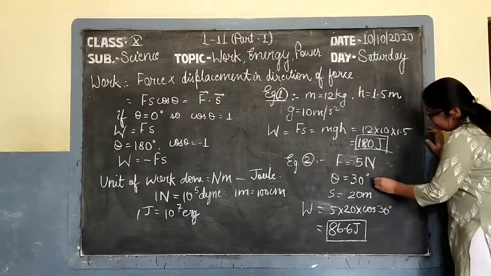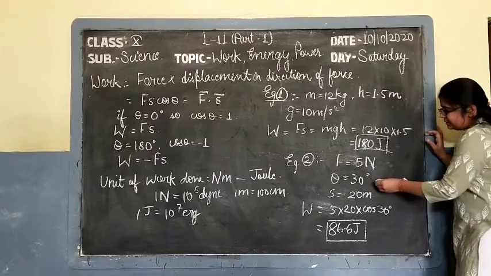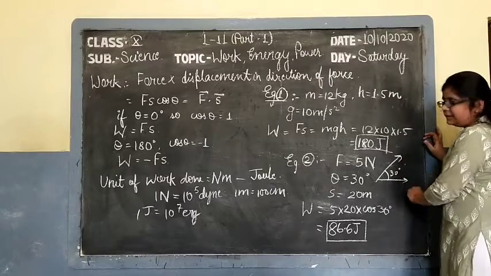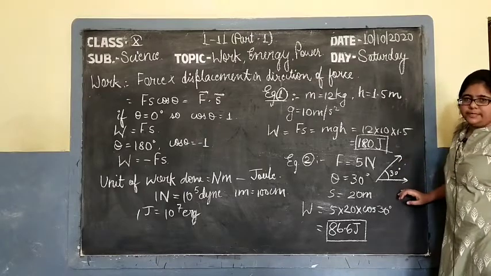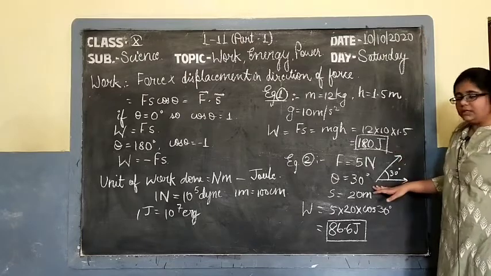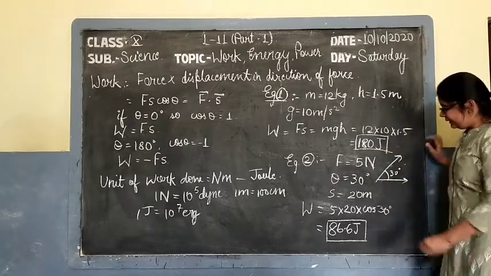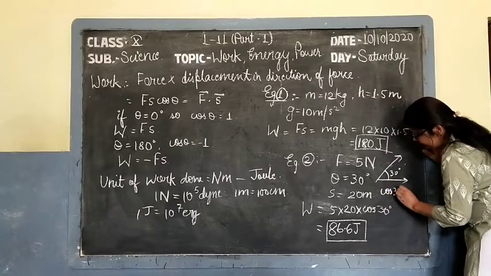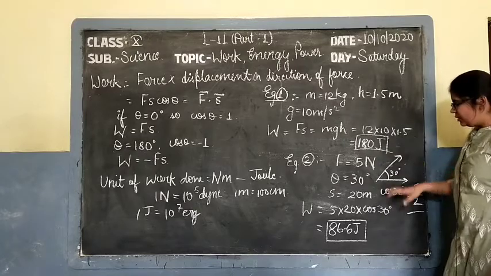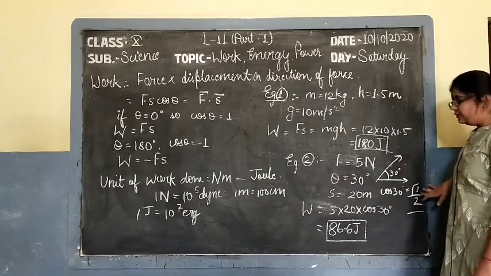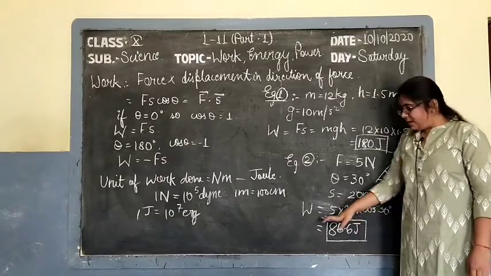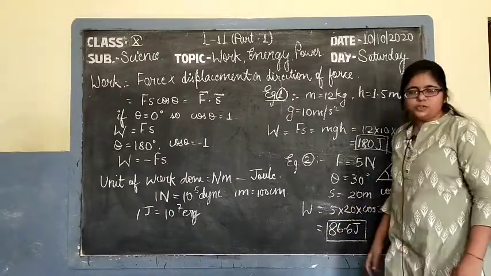So if a displacement is in this direction, then force is applied at a 30 degree angle. So the component of force which is parallel to the displacement, or the component of displacement which is parallel to the force, will be the cos theta term, and the value of cos 30 degree is root 3 by 2, as given in your question. So, by calculating these terms and multiplying them, work done will be 86.6 joule.